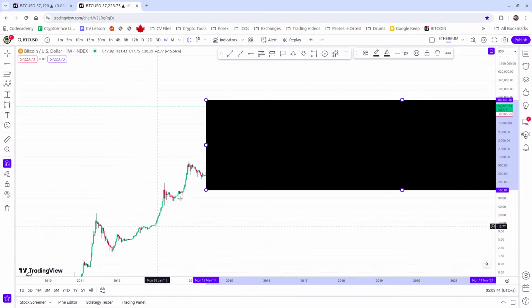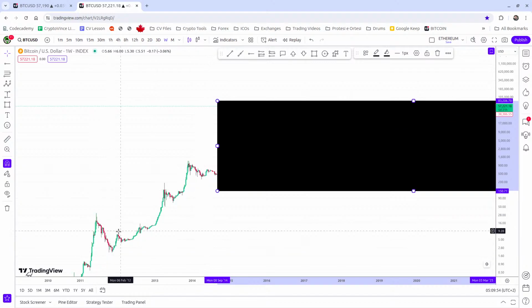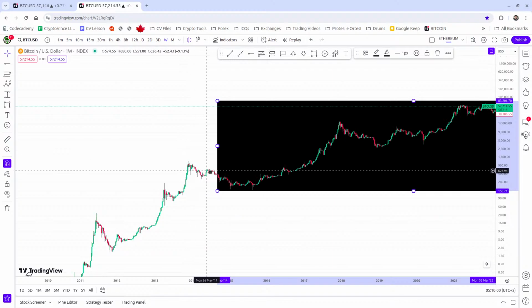I'm still bullish here, right? Everything is respected, higher highs, higher lows. So what happens here? First sign. There we go. This is what happens here, okay? A lower high. There is a high, but it's lower than the previous one. That's why it's called a lower high.